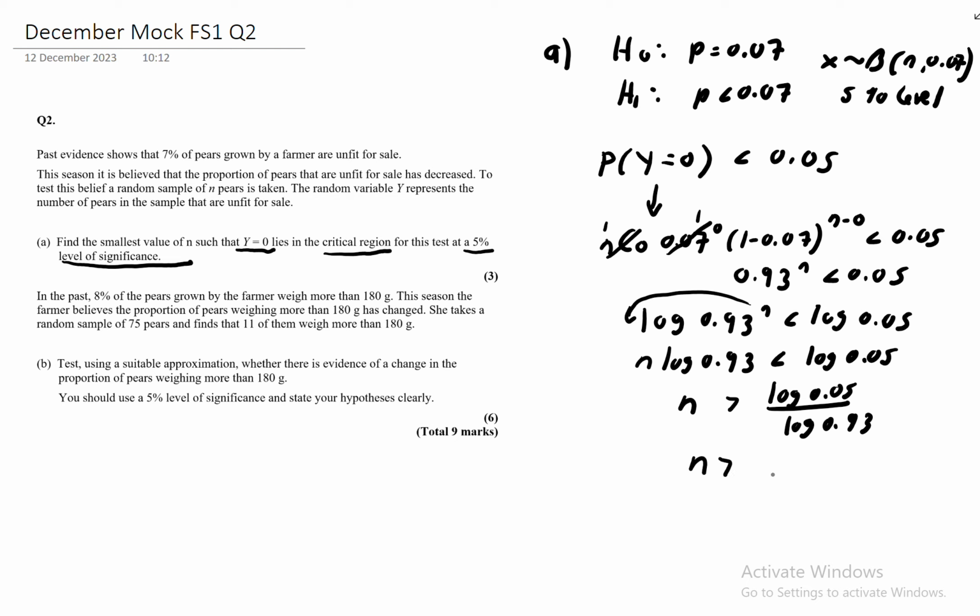Type that into your calculator, you get n is greater than 41.2 something. So therefore the smallest value of n that's greater than 41.2 is 42.